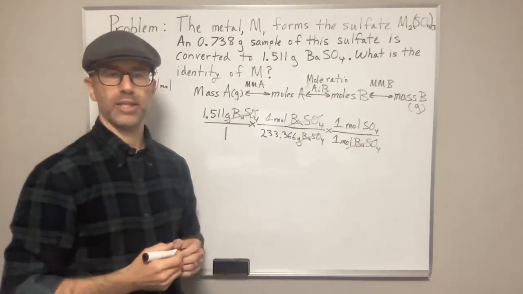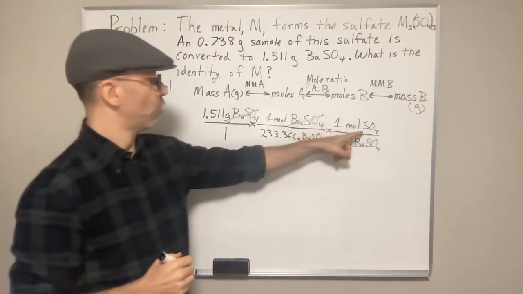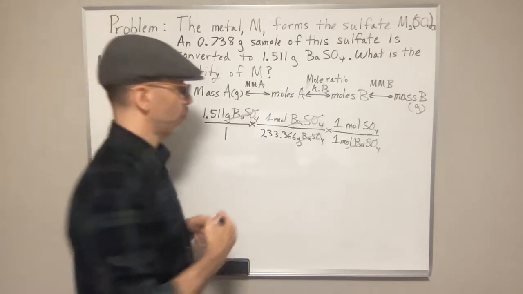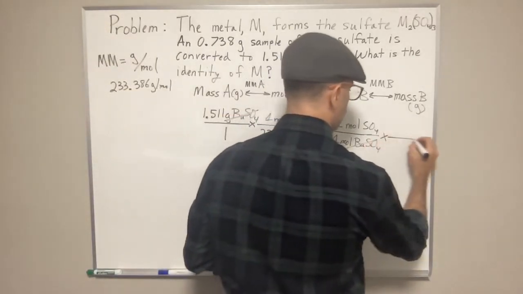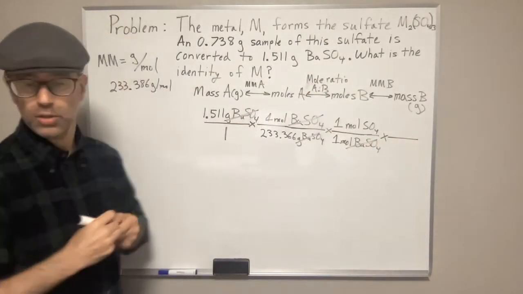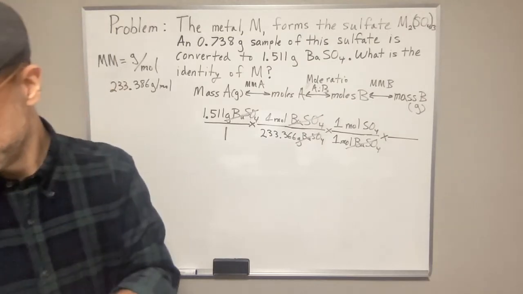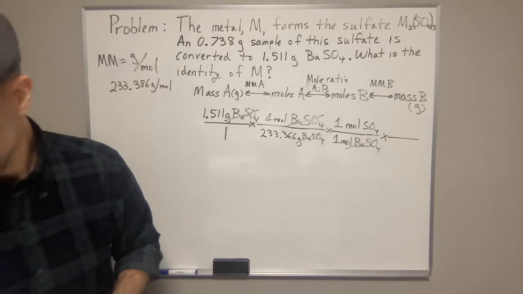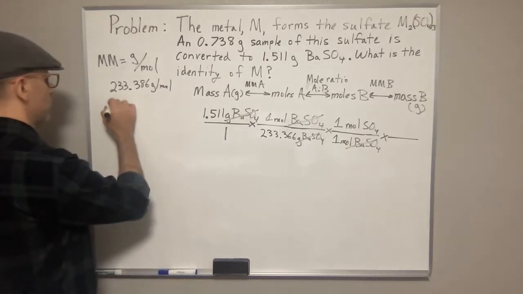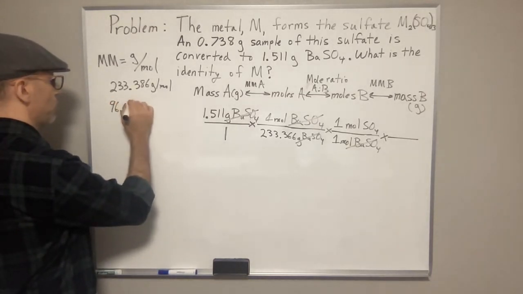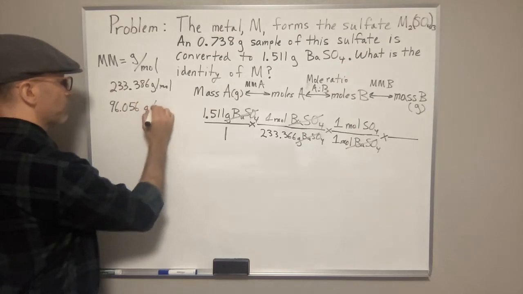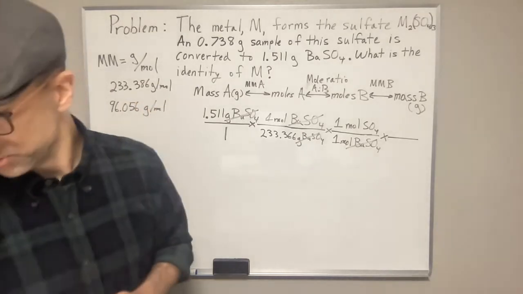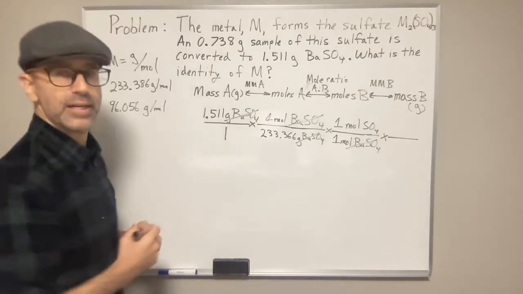And then finally, we can go to the mass of sulfate using the molar mass of sulfate. So we need to look up the molar mass of sulfate. Molar mass of sulfate is 96.056 grams per mole. That's the molar mass of your sulfate. Let me double check to make sure that's right. Yep.